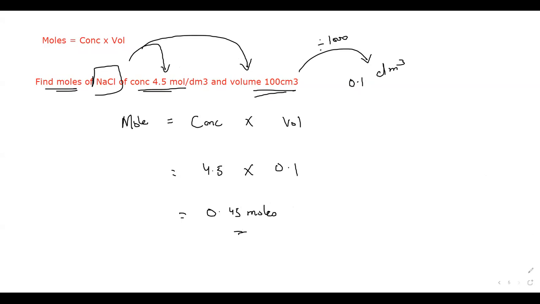The third formula for the moles is used for gases. So moles, only used for gas, of a gas is equal to volume of a gas in dm cube divided by 24. So the third formula: moles of a gas equal volume of a gas in dm cube divided by 24.